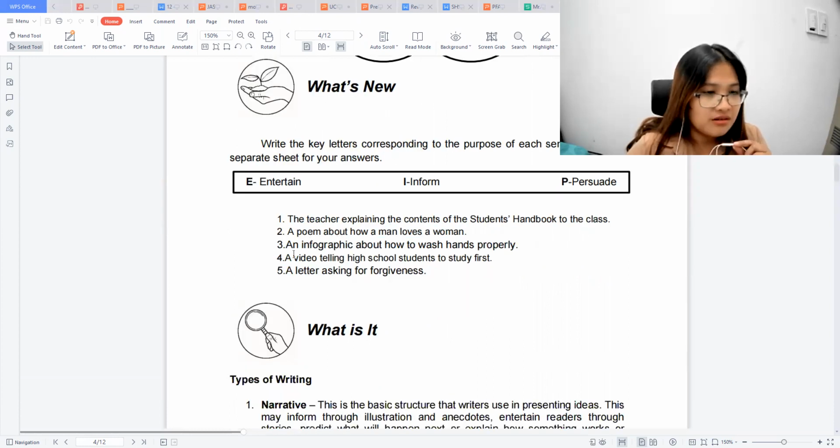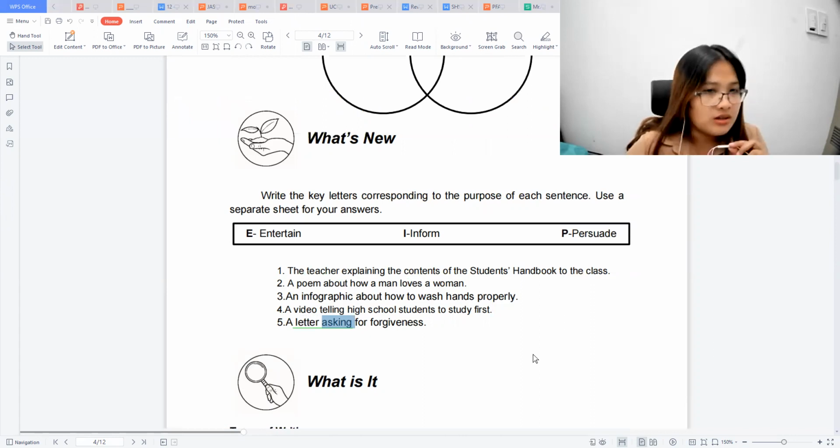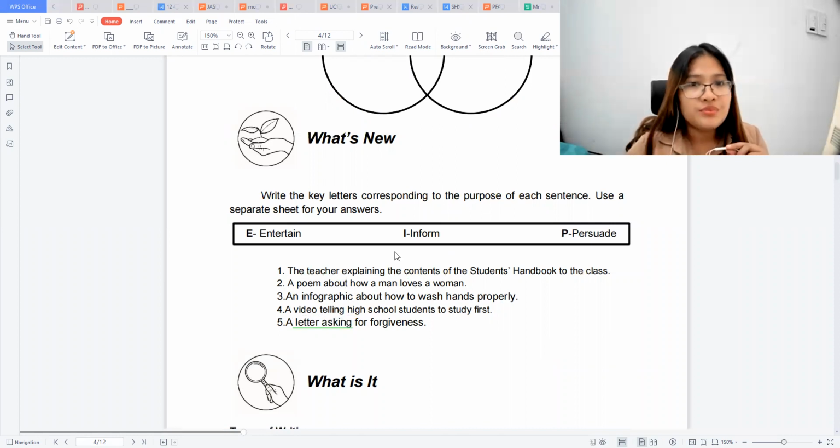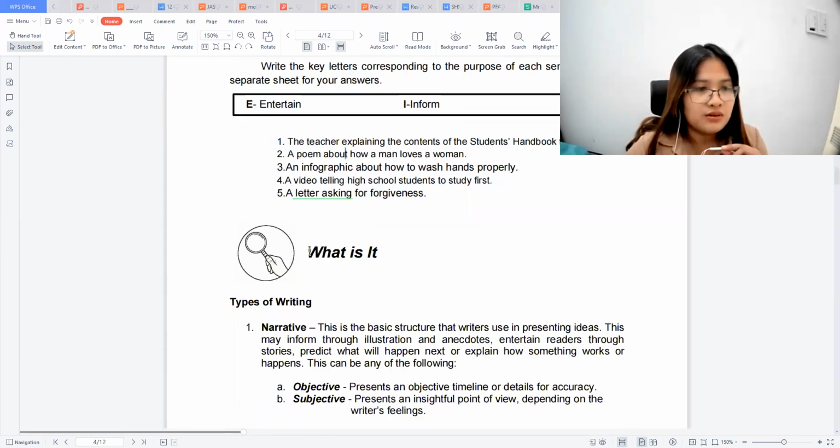And then a video telling high school students to study first. Study first. Ibig sabihin meron siyang command. So what does that mean? It's persuade. Yes. And lastly, a letter asking for forgiveness. There's the word asking. Pag naghihingi ka, what do you want? You want to persuade. Correct. So if you got them all correct, good for you. But if you didn't, i-replay nyo na lang. Kasi yung mga keywords napaka-importante para ma-determine mo kung ano yung purpose ng bawat sentence.